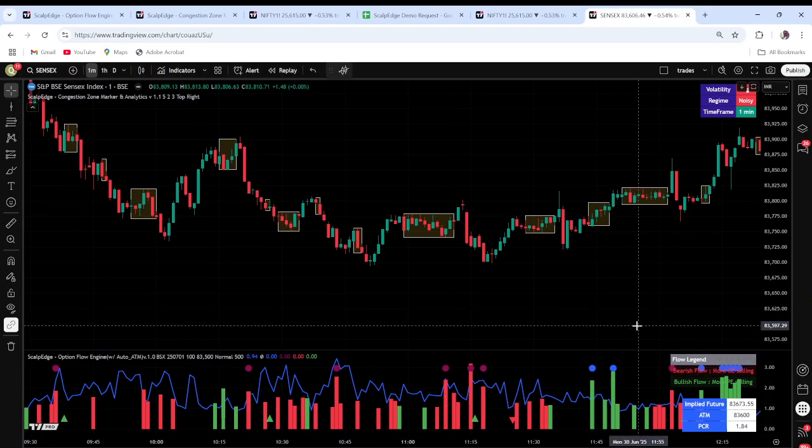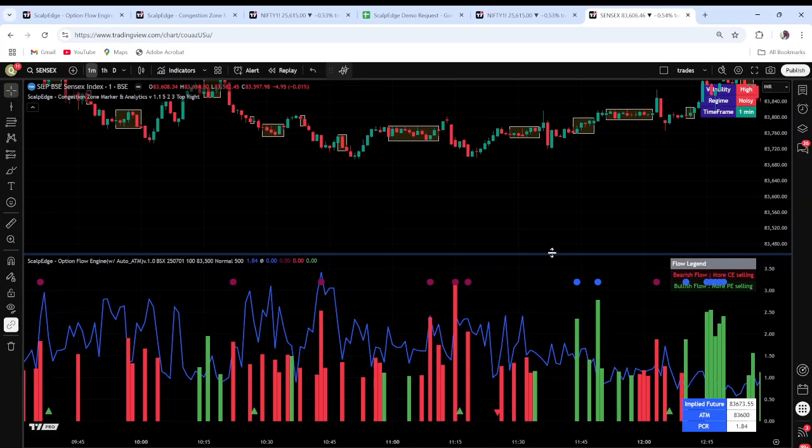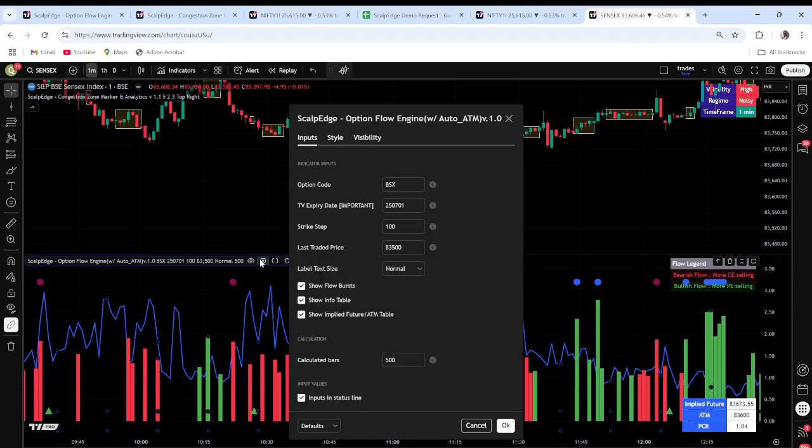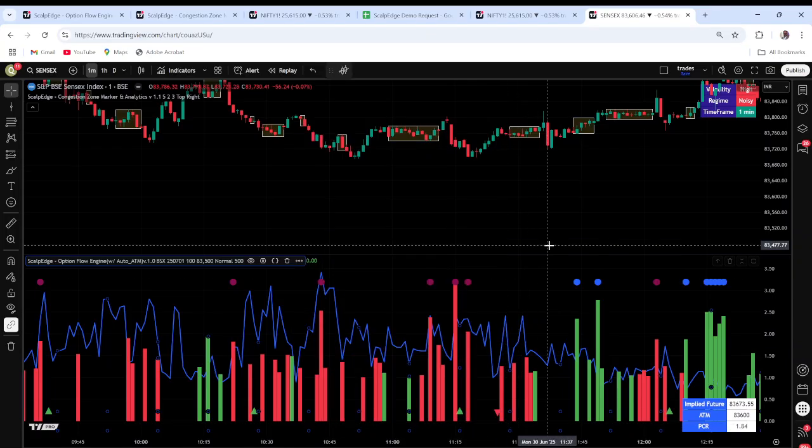Now this legend is basically what you see at the bottom. You can of course remove this, right? For example, if you go out here and this will go away. The reason I've kept this is, in the initial days when you start, remember, red means more calls are getting sold, green means more puts are getting sold. Otherwise, this is something which you need to work out.